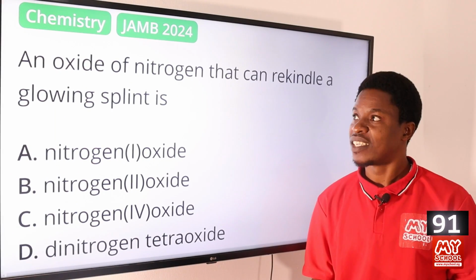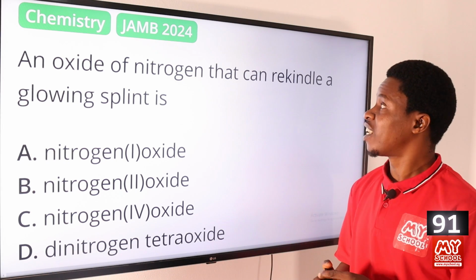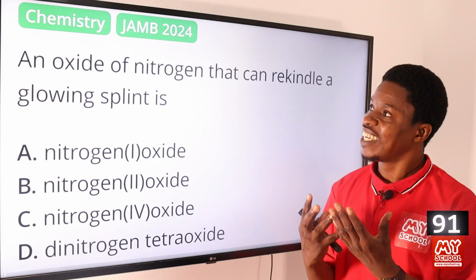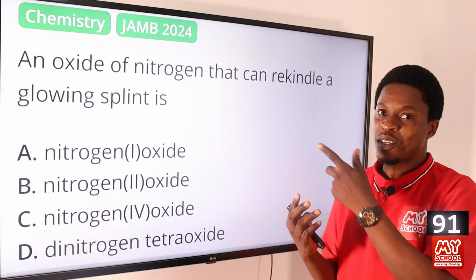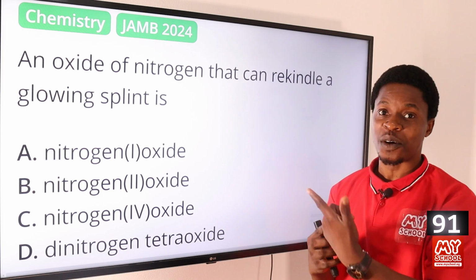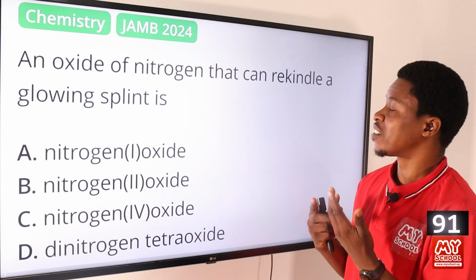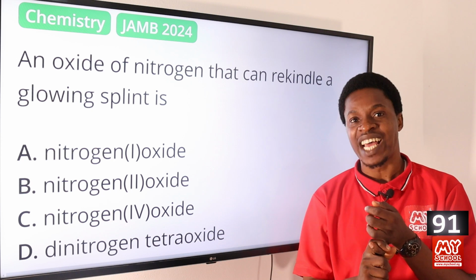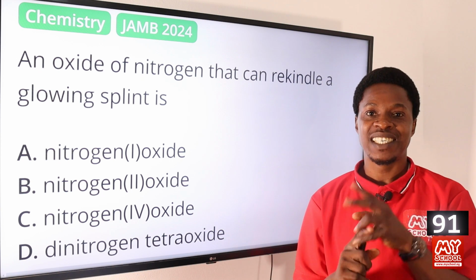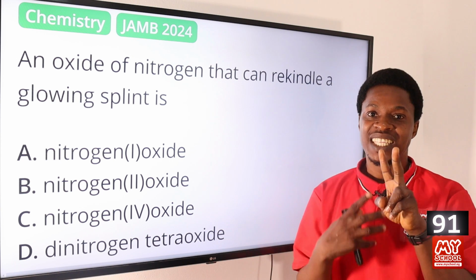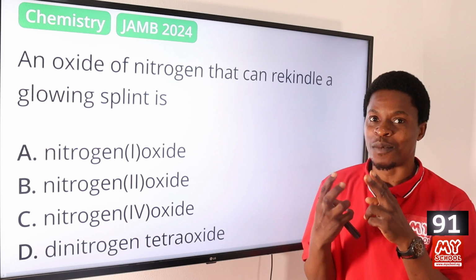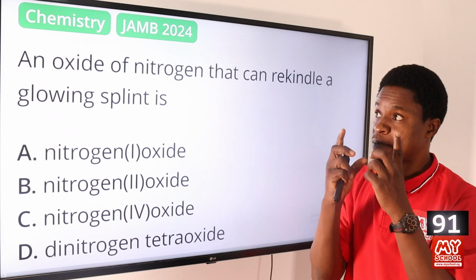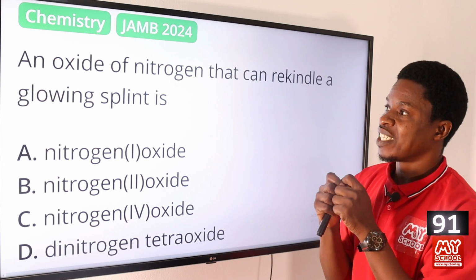Question number 91. An oxide of nitrogen that can rekindle a glowing splint. Glowing splint, okay? Oxide of nitrogen. There's a gas that also behaves like that. That is oxygen. Oxygen has a characteristic of what? Rekindling a glowing splint. So both oxygen and nitrogen 1 oxide behave the same way. They have some things in common when it comes to rekindling a glowing splint. The flame that they have actually rekindles a glowing splint.